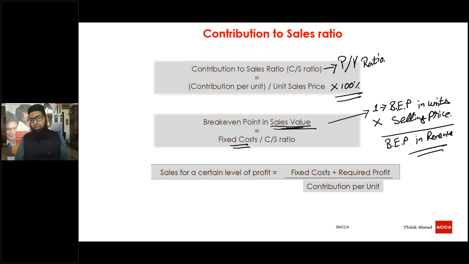Now sometimes we have also been asked to calculate the sales for a certain level of profit. For this, we simply add the required profit to the fixed cost. This can be used for the break-even point to determine the sales units as well as sales revenue. But for sales revenue, of course, we will once again be using the contribution to sales ratio.